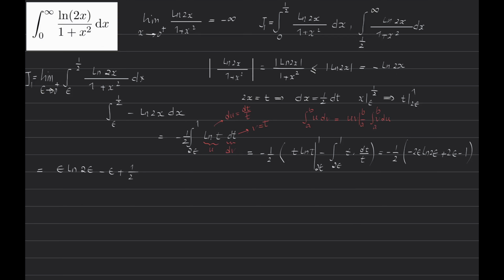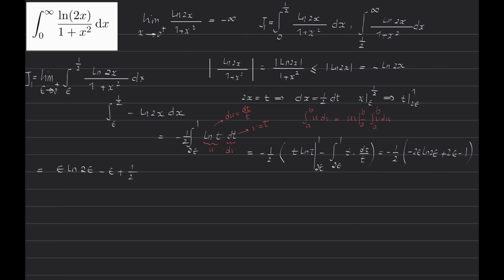And now I have to take the limit of this when epsilon approaches 0 from the right-hand side. You can simply use L'Hopital's rule to show that this limit is indeed 0, and this one is also 0, so you get 1 half. So what does it mean? It means this integral is convergent and it converges to 1 half.